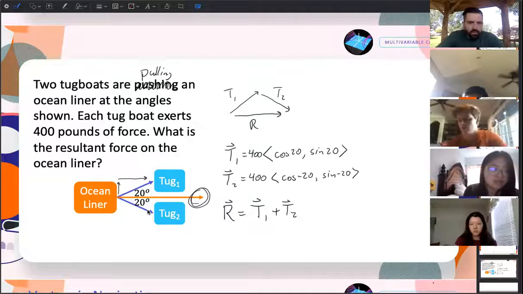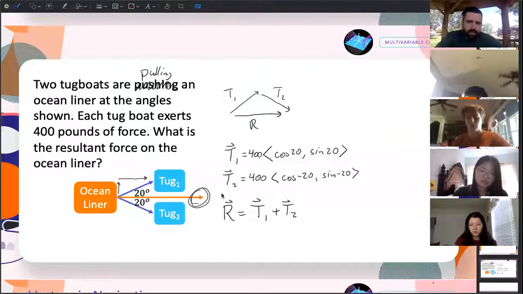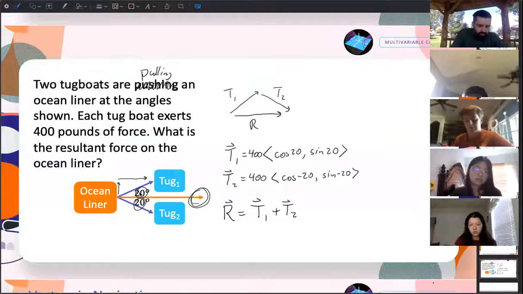Okay, and then that would give you a resultant force. You find the magnitude, and that would be the force with which the boat is actually being pulled forward. The direction is kind of obvious here since they're at the exact same angle with the exact same force. The direction's going to be 0 in this case. But if they were at different angles or different forces, it may cause the ocean liner to go in a weird direction.